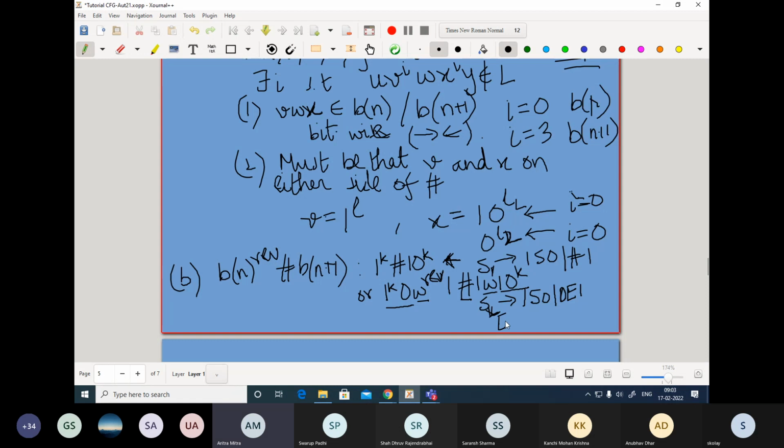And then E will obviously go to 1E1, or 0E0, or hash. Okay, so this is correct. Let me just check this part. 1S0. Okay, so you start with 1S0. Then at some point you go to 0E1. And then from E you start replicating up to here.